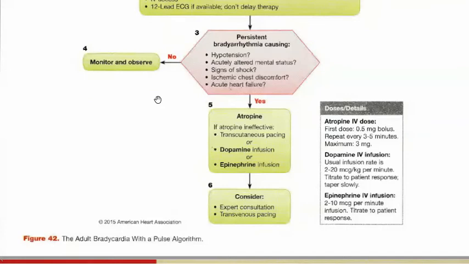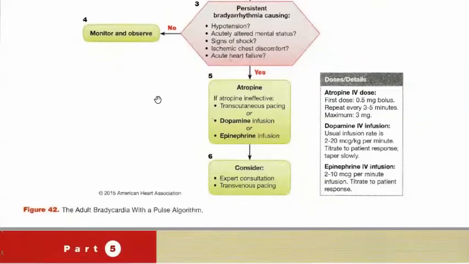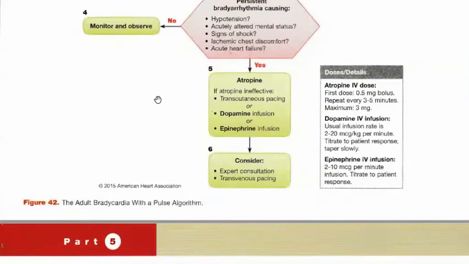If it is still symptomatic, so give atropine, then transcutaneous pacing or dopamine or epinephrine, and finally expert consultation and transvenous pacing if it is still symptomatic. Okay, and if he is not symptomatic, just monitor and observe.